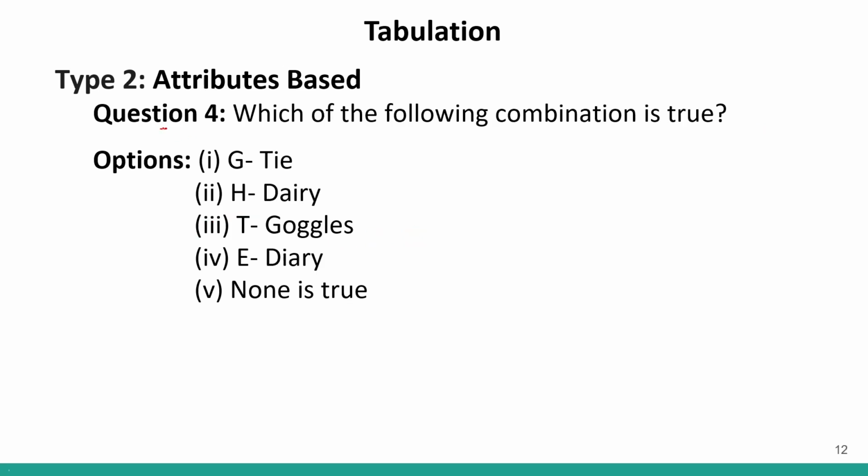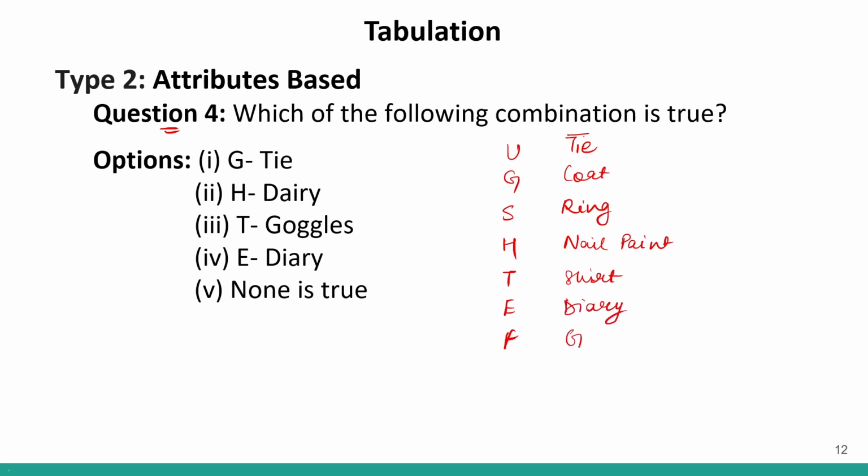Okay? Question number 4 is, which of the following combinations is true? G tie, H diary, T goggles, E diary, or none is true. So let me draw the arrangement. We had U, G, S, H, T, E, F. And the items were tie, coat, ring, nail paint, shirt, diary, and goggles. These were the items. Correct? So we have to find out which of the following combination is true.